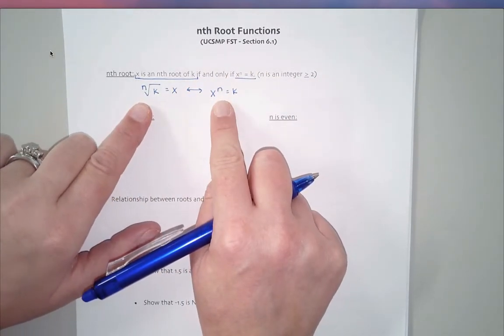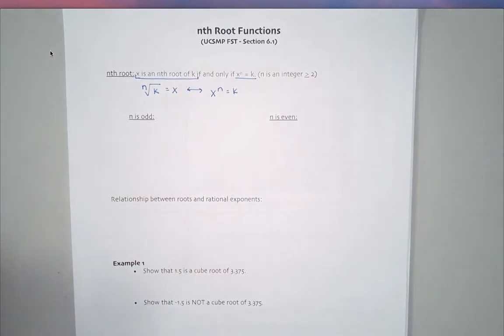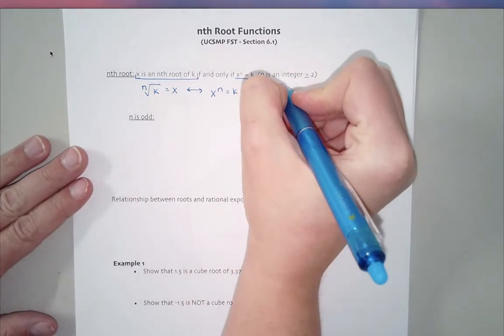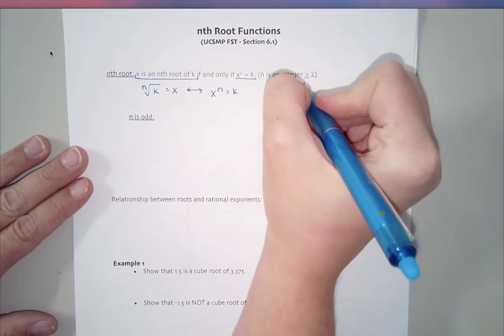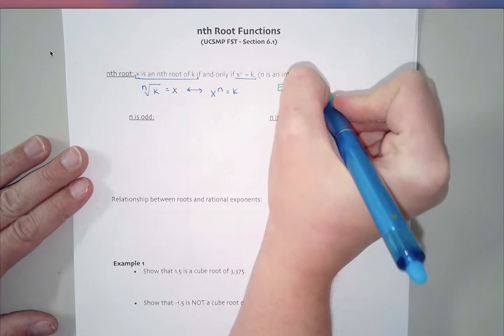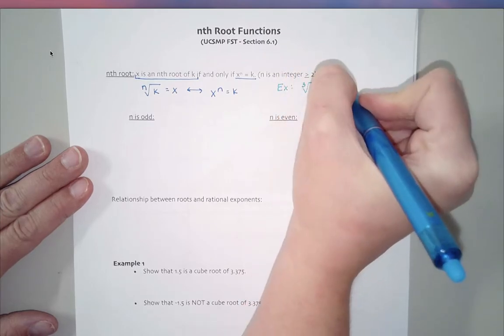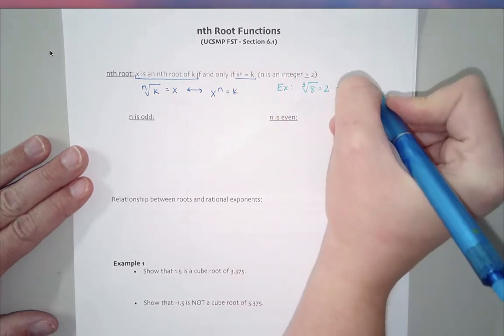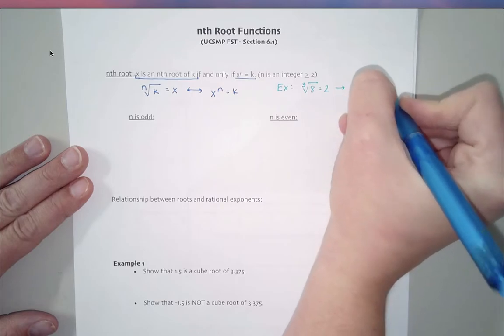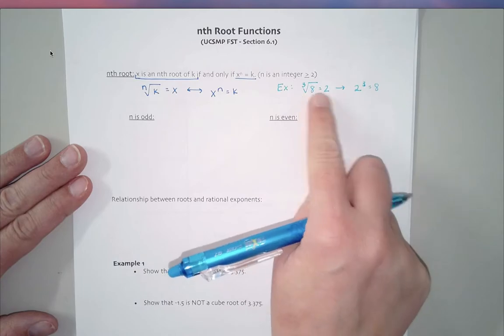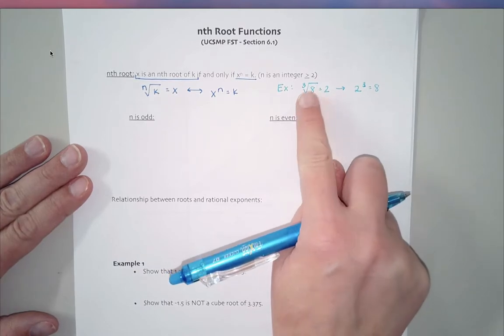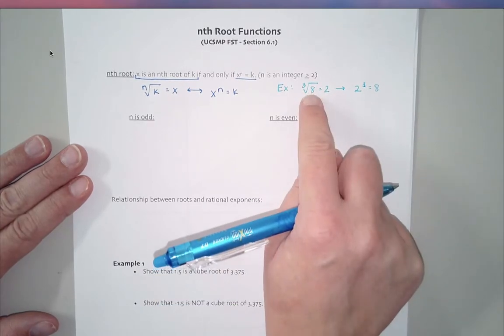As a more specific example, we know that the cube root of 8 is equal to 2. That's because 2 to the third power is equal to 8. That's really what it means to be a root of something: when you raise it back to that power, you get the number that you started with.